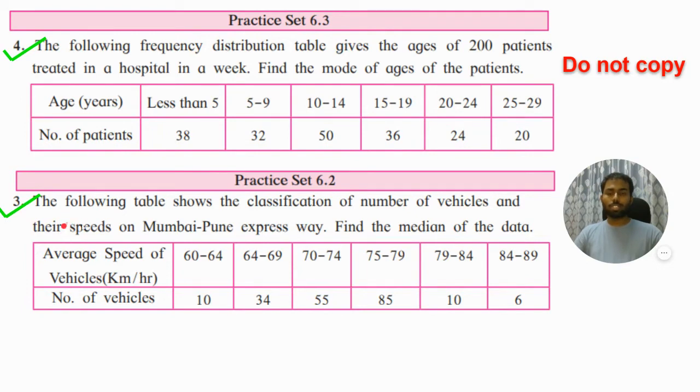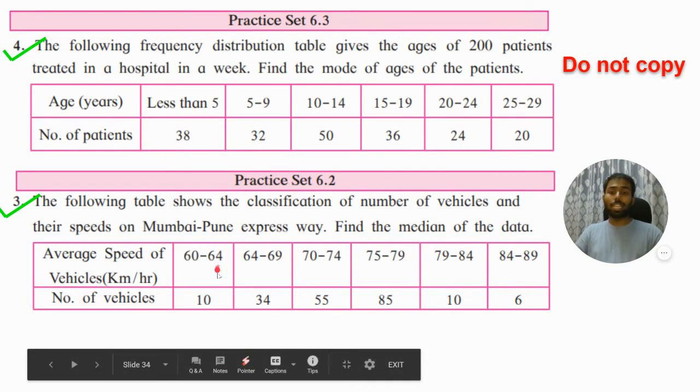So what does this question say? The following table shows the classification of number of vehicles and their speeds on Mumbai Pune expressway. Okay, so Mumbai Pune expressway पे कितने गाड़ियां किस स्पीड से जा रही थी उसका डेटा. You have to find the median of the data.